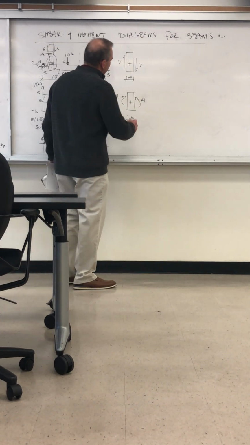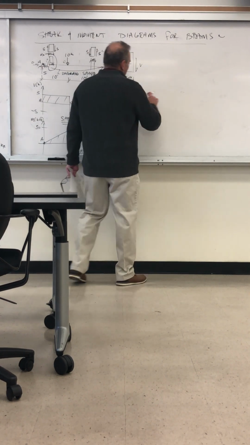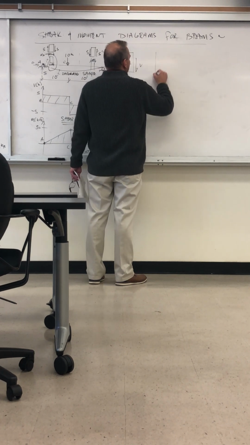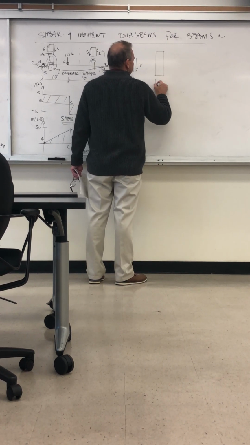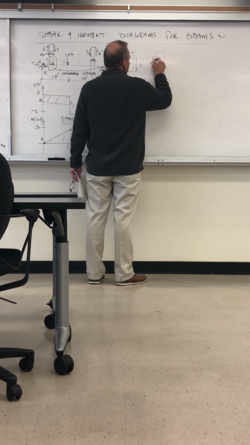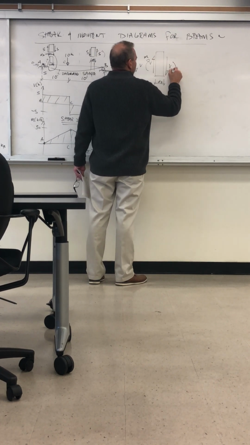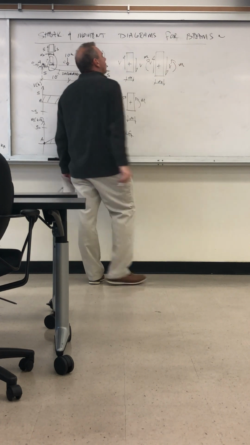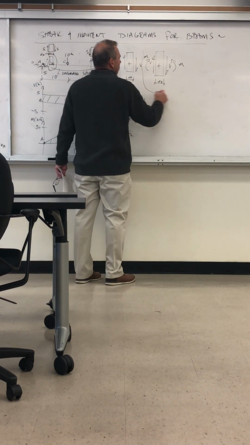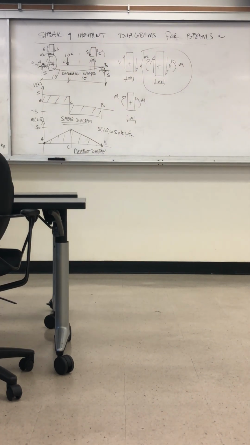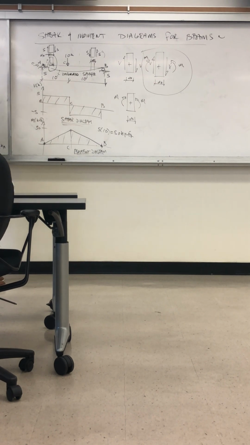And then if we look at the element including positive shear and moment, it looks like this. We've got the shear and the moment. So this is our definitions of positive shear and positive moment. That instructs us how to draw our shear and moment diagrams.